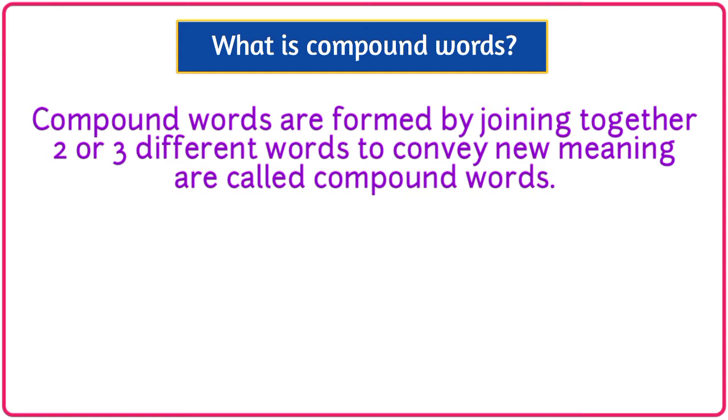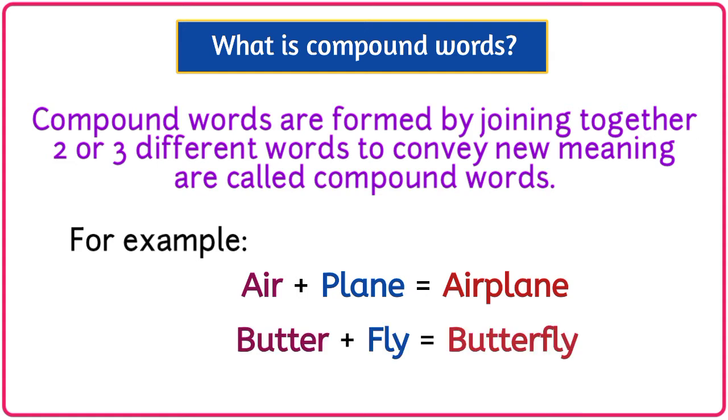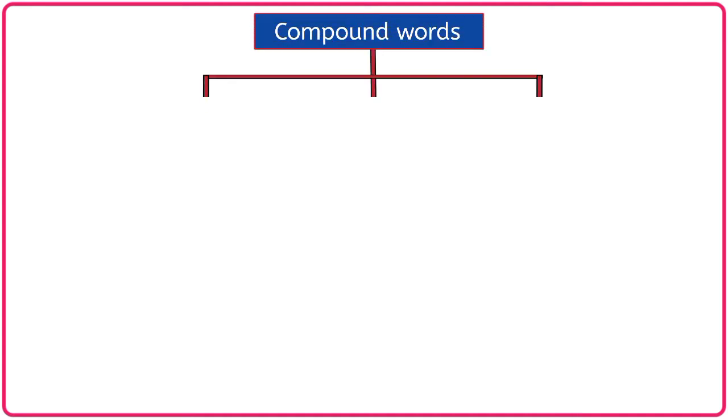Compound words are formed by joining together two or three different words to convey a new meaning. Okay, look at the example. Air plus plane, airplane. Butter plus fly, butterfly. I hope you could understand what compound words are.